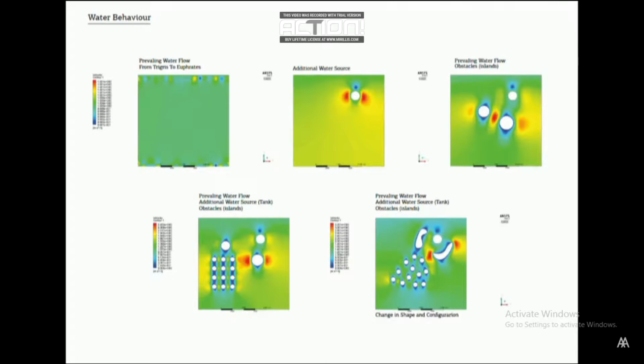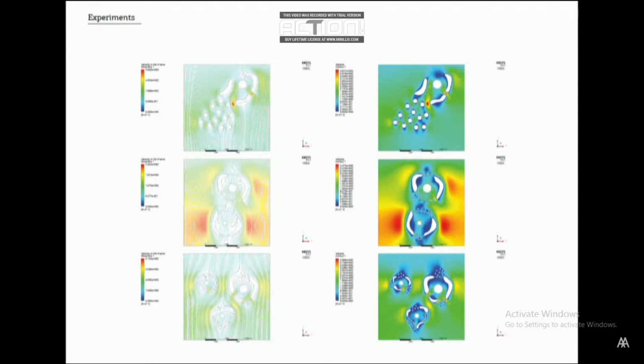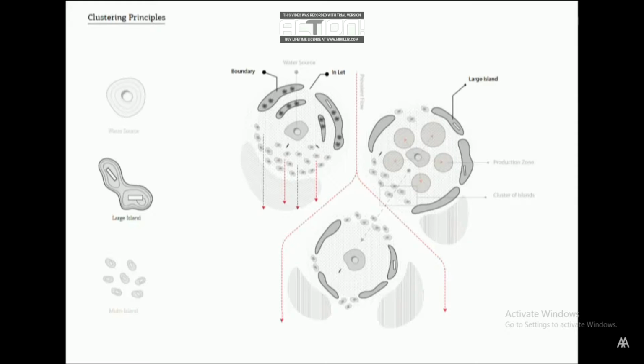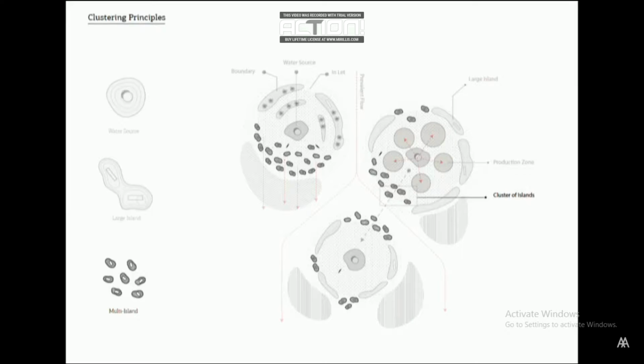We ran a set of digital experiments to understand the flow of water by gradually increasing the number of obstacles. We also experimented by changing the position and the shape of the islands. The plan shows an example of 3 tank islands, which defines an area of production around it by large and small islands. Large islands are positioned to construct artificial boundaries. Smaller islands are positioned between the gap left by the boundary islands, creating a porous condition.